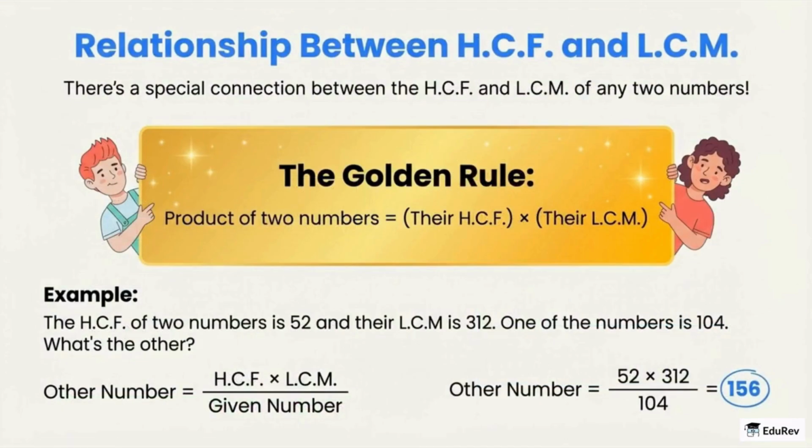HCF and LCM are linked by a neat formula for any two numbers. HCF times LCM equals product of the two numbers. That means if you know the HCF and LCM and one of the numbers, you can find the other. For example, if HCF equals 52 and LCM equals 312 and one number is 104, the other number is 52 times 312 divided by 104, which works out to 156. This relationship is a useful shortcut when you have partial information.